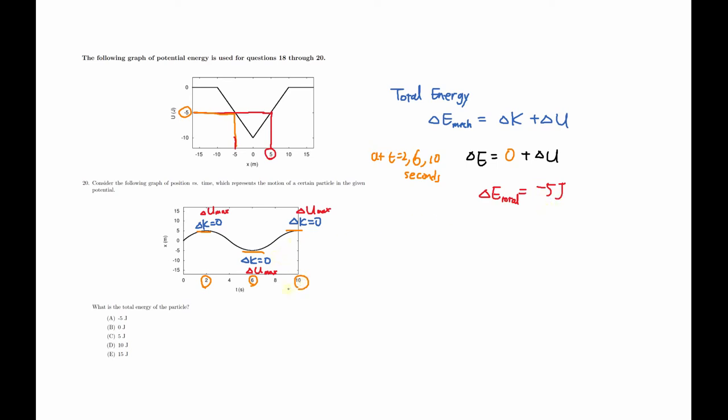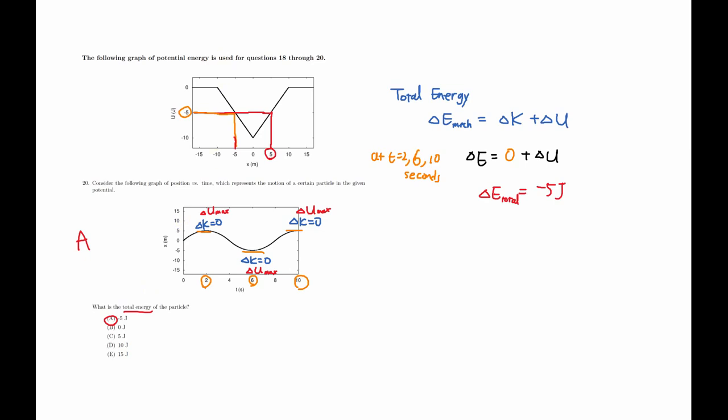And you will notice that at t equals 10 seconds as well, you are back to the 5 meter. And when you look at the corresponding potential energy, you will see we have -5 joule. So this tells us our total energy of the particle just by looking at the plateau of this position versus time graph. Our potential energy is -5, the total energy. So the answer is A.